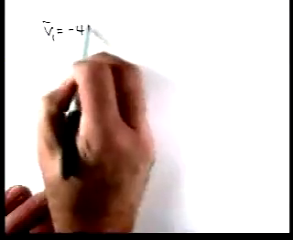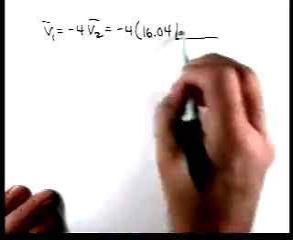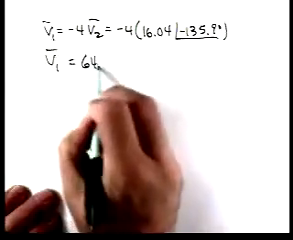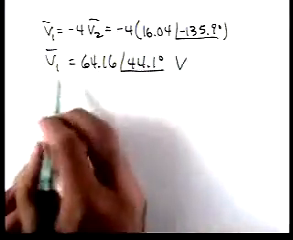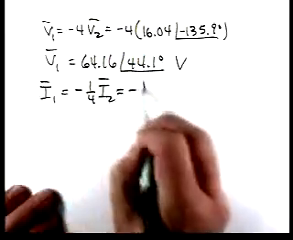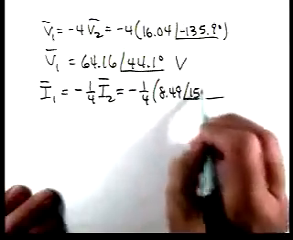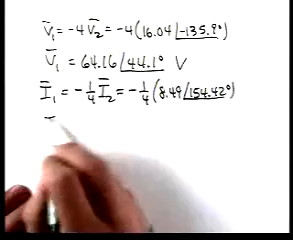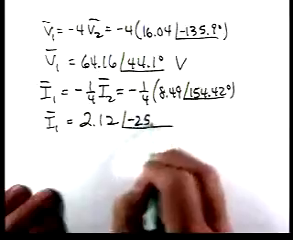So for instance, V1 is minus 4 V2. So we have minus 4 times 16.04 at an angle of minus 135.9. That gives us V1 is 64.16 at an angle of 44.1 degrees. And I1 is minus 1/4 I2. So we have minus 1/4 times 8.49 at an angle of 154.42. And I1 is 2 at an angle of minus 25.58 degrees.